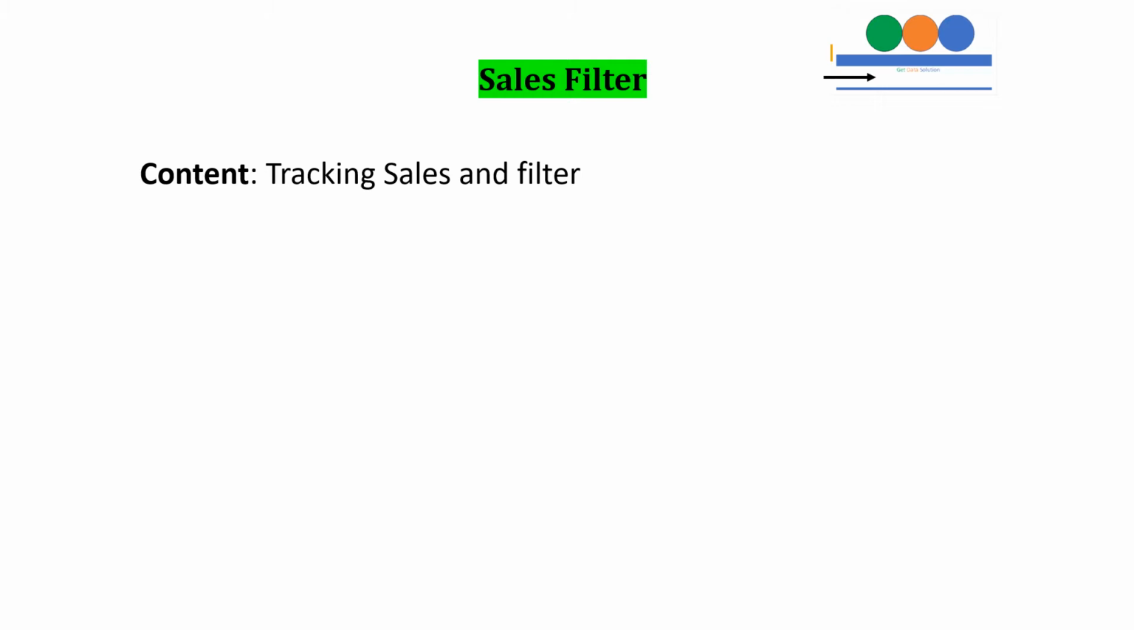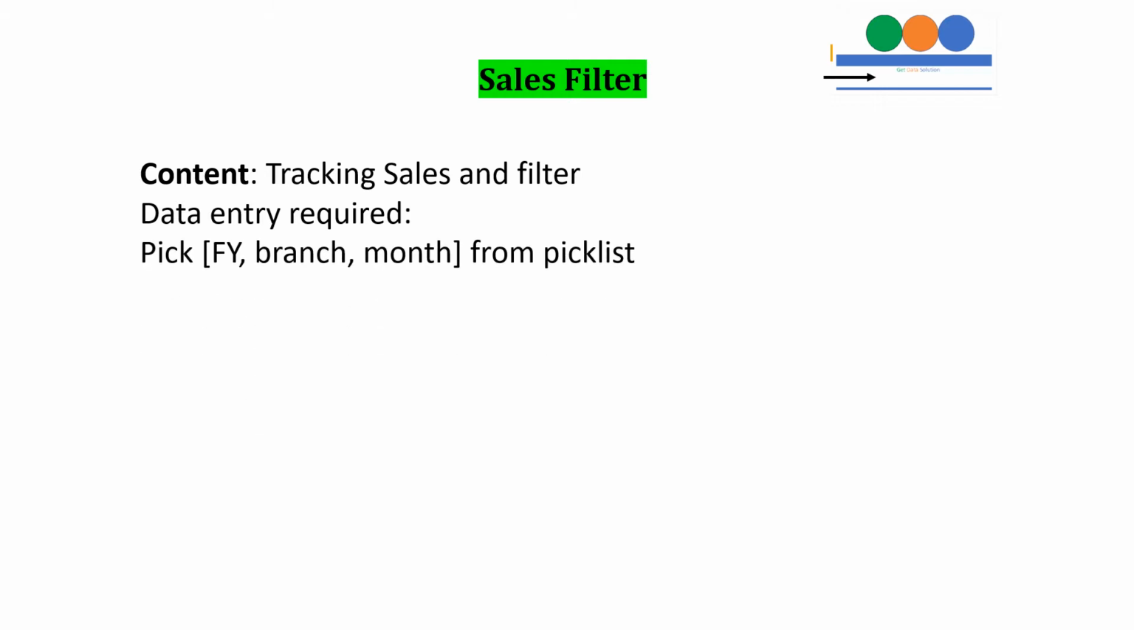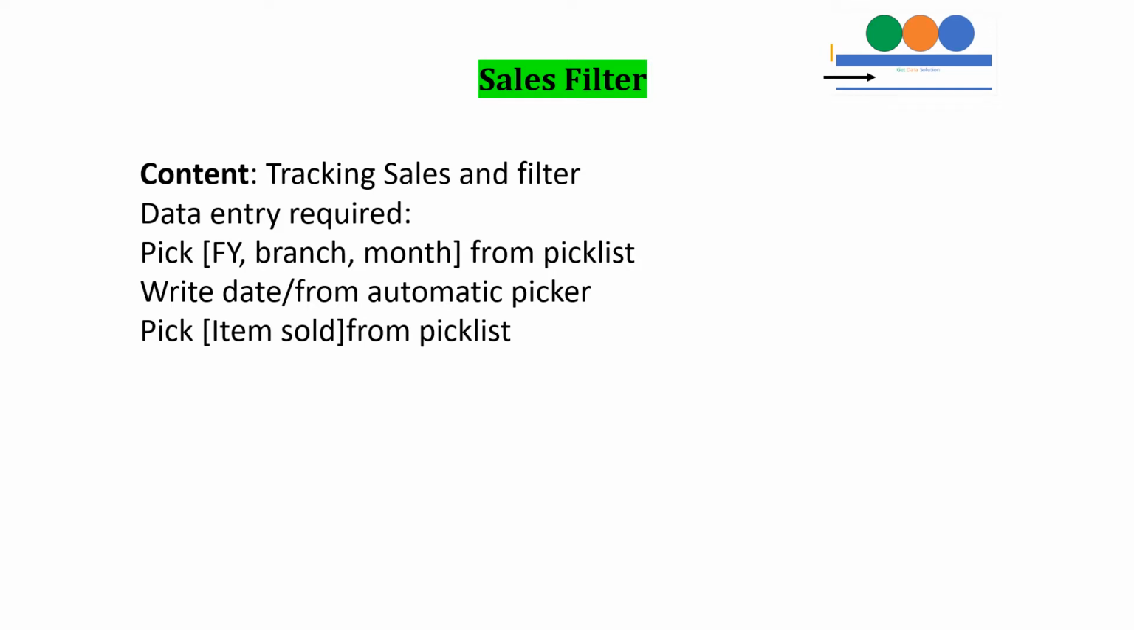Here is the content of this. The content is tracking sales and filtering by different parameters, and the data entry required is, some of the data are used from pick lists. For example, physical year, branch, and month will be picked from the already existing pick list. We write the dates of the sales, and we also take the items to be sold from the pick list, and we write the quantities to be sold, or quantity sold will be written by hand, and then we'll save and refresh our data.